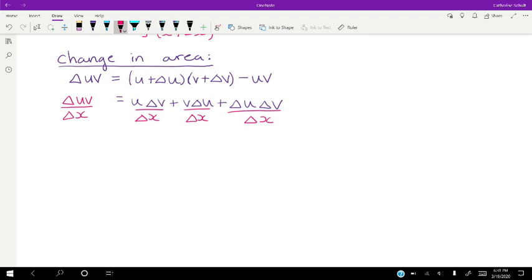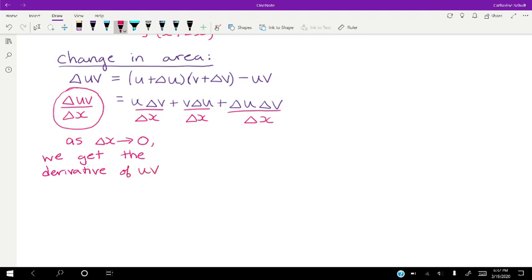Okay, so that's going to become the derivative. And it's going to become the derivative as the change of x approaches 0. So as the change of x approaches 0, we get the derivative of uv. And if we get the derivative of uv, that's the derivative of the product, f times g. Okay, so let me write that out.